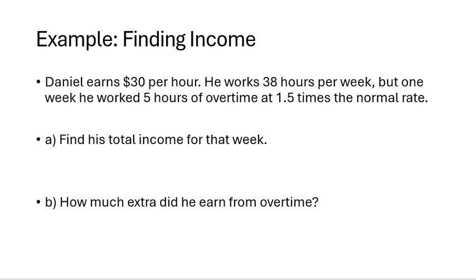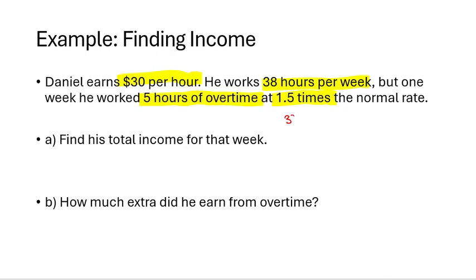This is another question where we have to calculate the overtime. So just be careful when you're reading, okay? So someone earns $30 an hour. They work 38 hours per week. But 1 week they worked 5 hours of overtime at 1.5 times. Find his total income for this one specific week.